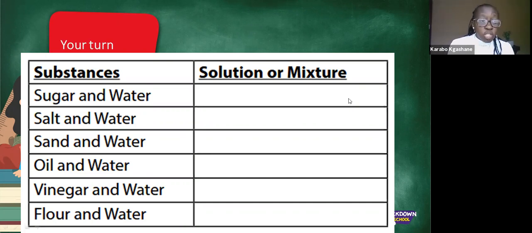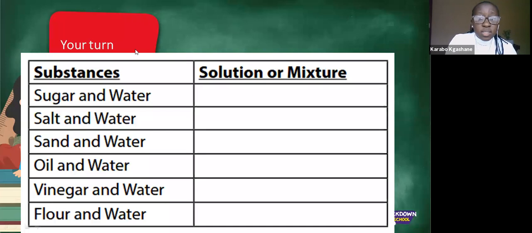Is that a solution or a mixture? Type in the chat, sugar and water. A solution or a mixture? Kira, solution, good. Marola, solution. Charles, solution, excellent. Abo says a solution. Oh, look at all these coming in, all right. Awesome, a lot of you are saying solution. All right, Charmaine, Lutando, Netefato, Aiden, Olwetu, Tedza, well done. Sugar and water is a solution. Thank you so much for your answers.